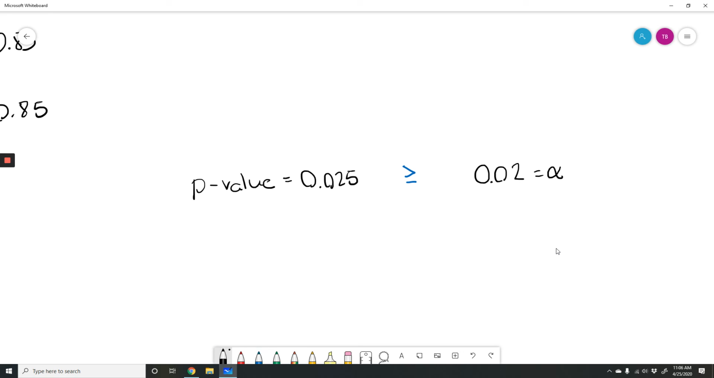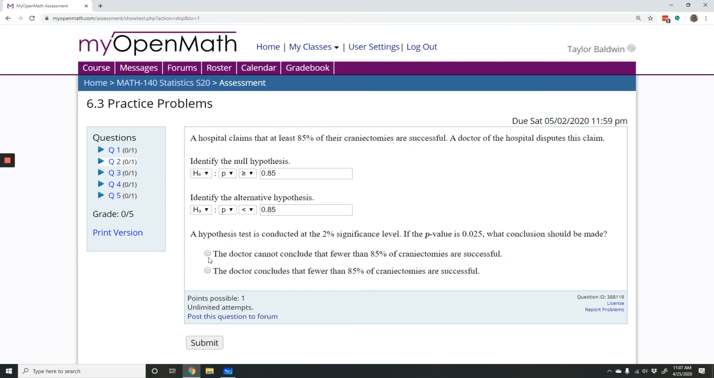So we do not reject the null hypothesis. We can't reject it. Okay, so let's see what our options are here. The doctor cannot conclude that fewer than 85% of craniectomies are successful. Well, fewer than 85% of craniectomies are successful. That would be our alternative hypothesis right here, right? The proportion is fewer or less than 0.85 or 85%. In this case, the doctor cannot conclude that.